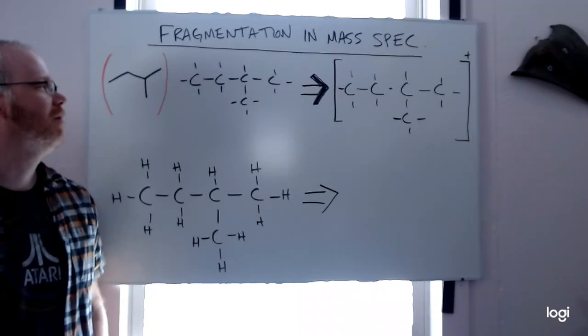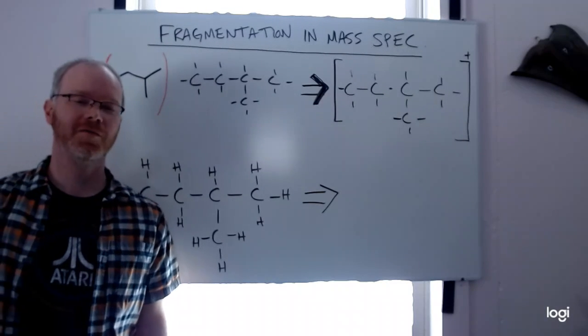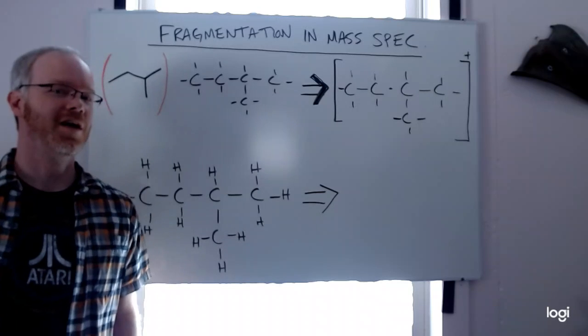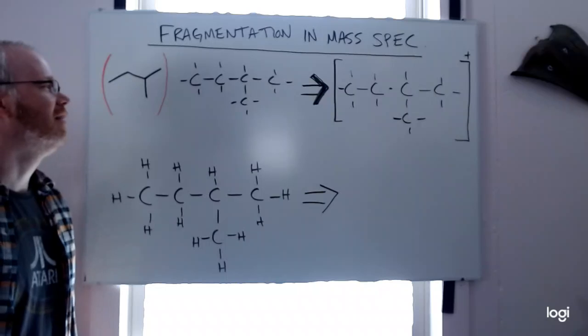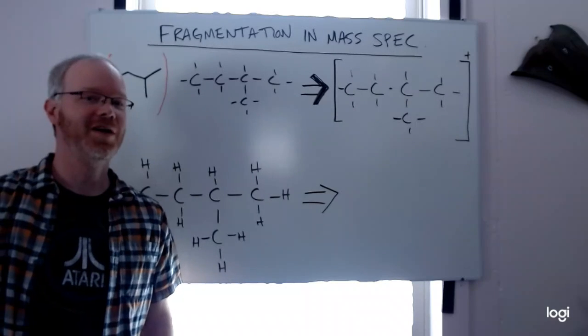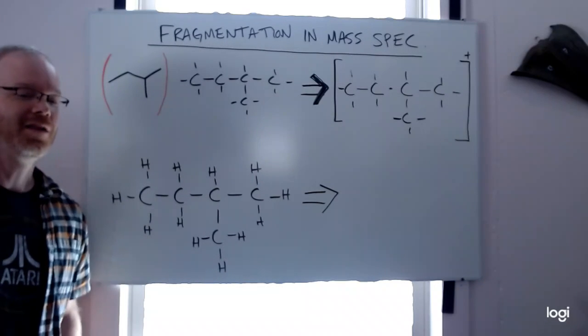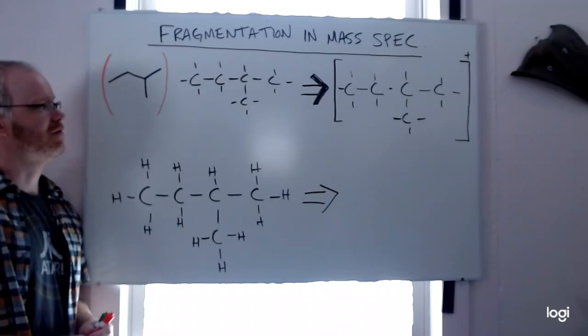Here we're going to talk about fragmentation in mass spectrometry, just the very basics of it. It's really complicated, and fragmentation can include chemical reactions like eliminations. There's quite a lot to it, but this is just what we need to get us started here.